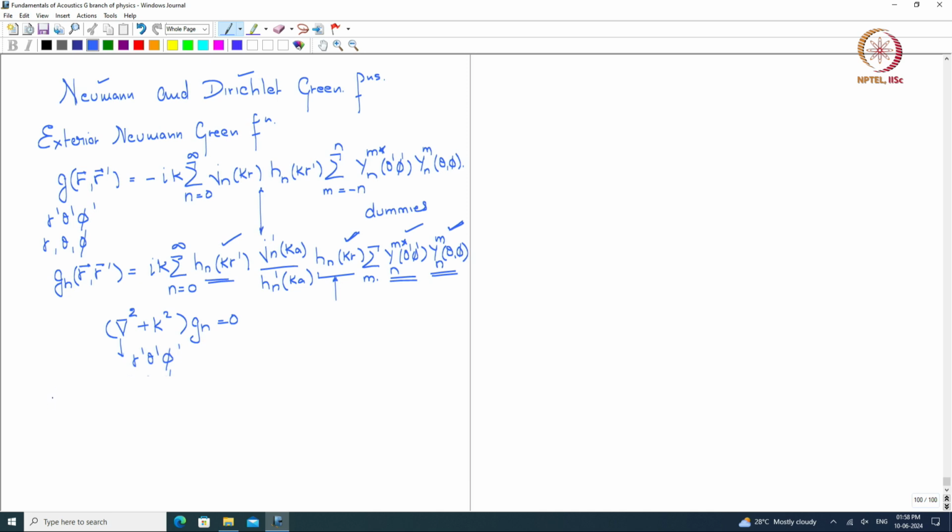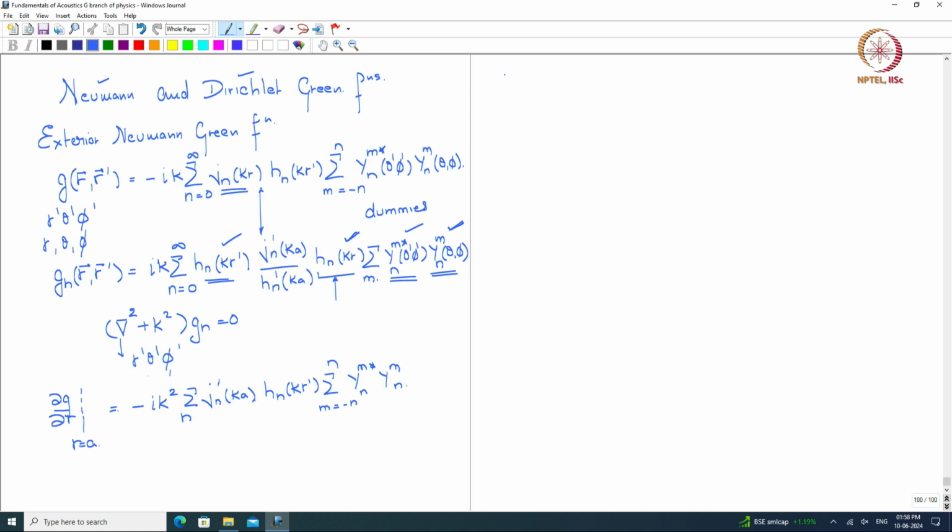So now if I do del G by del r, which will be taken onto a sphere r equal to a, then I get minus i k square, this is undergoing the differentiation, summation n j_n'(ka), Hankel function of kr', then summation m equal to minus n to n Y_n^m conjugate Y_n^m.